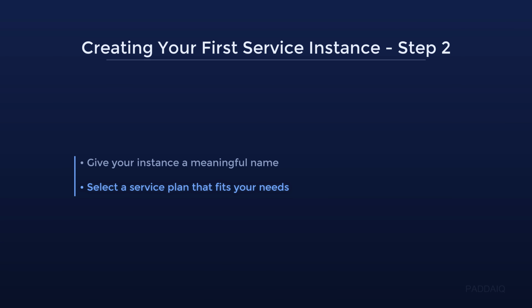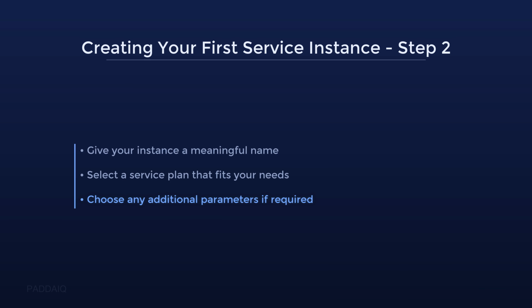Select a service plan that fits your needs. This means choosing the specific configuration and pricing tier for the service you are using. For example, when provisioning an SAP HANA Cloud instance, you might select the free plan for development or the standard plan for production workloads. Picking the right plan ensures your application has the necessary resources without overspending.